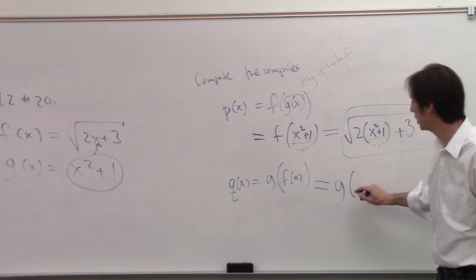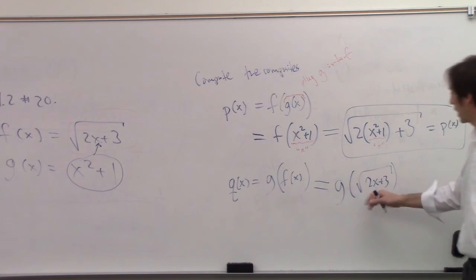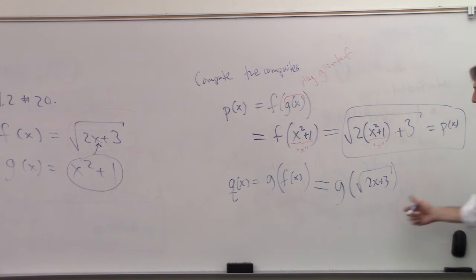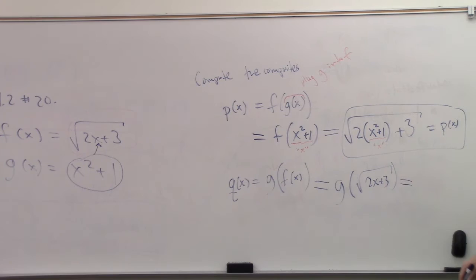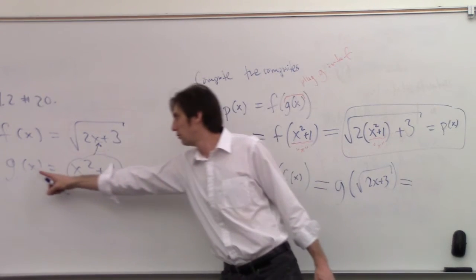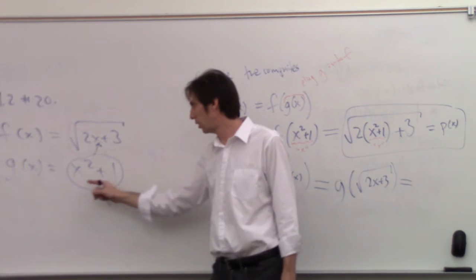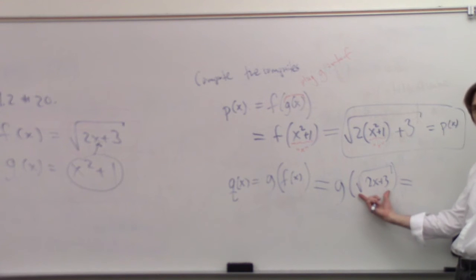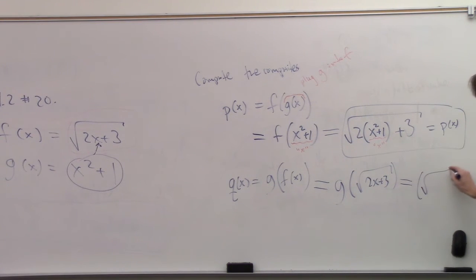This will be g of square root of 2x plus 3. Right here I'm taking f, which is the square root, and then I'm plugging it into the function g. By plugging it into g, what that means is I take whatever my input is, right? If my input is x, what I have to do is x squared plus 1. This time the input is square root of 2x plus 3, but the formula tells me what to do. I have to do the square root of 2x plus 3, I have to square that, and then I have to add 1.